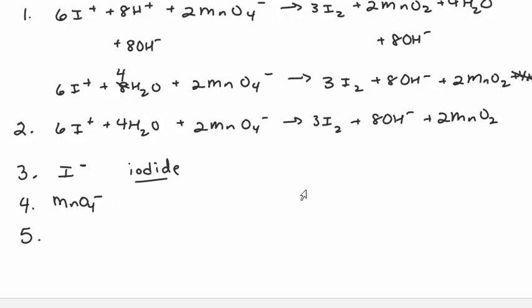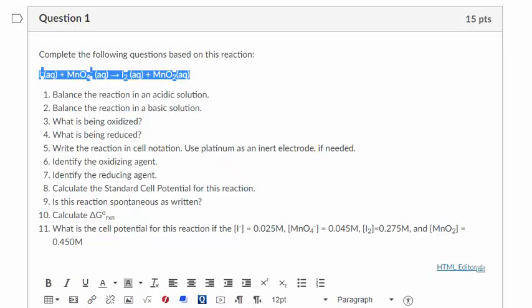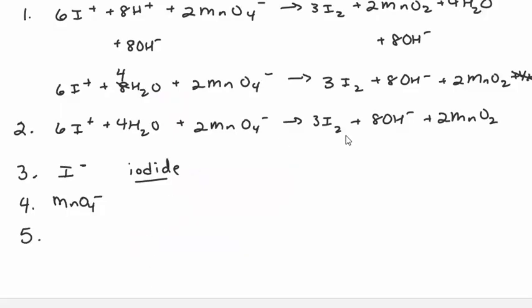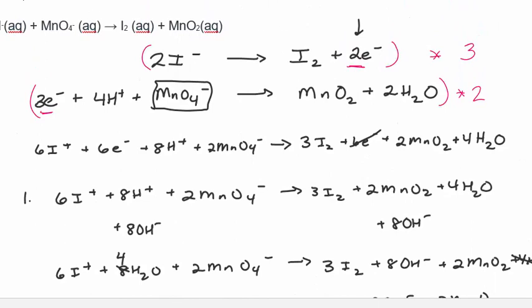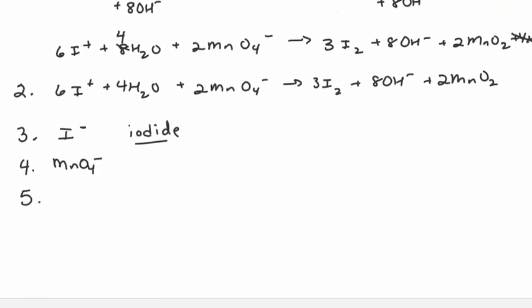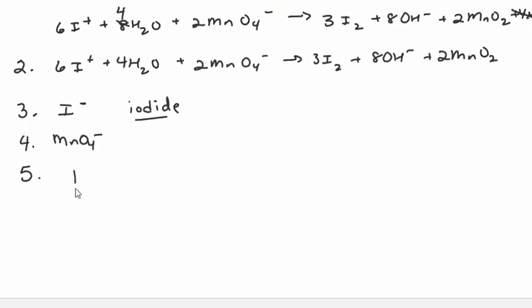Number 5, let's see, what was number 5? I think that was the cell notation. Write the reaction in cell notation. Use platinum as an inert electrode if needed. Well, all of my items are aqueous, so I am going to need that platinum electrode. So I start by writing platinum, and it is a solid.